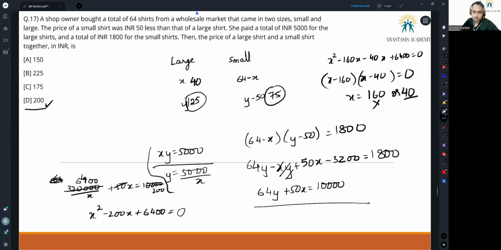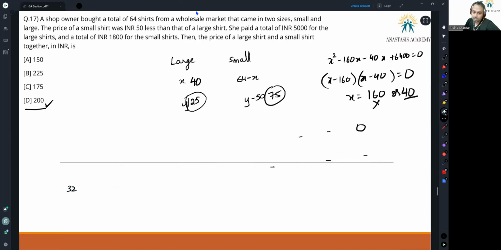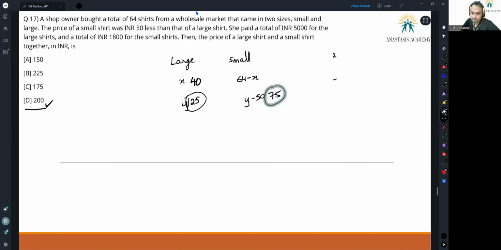Extremely heart-wrenching. Now, what I want to get at is, again, see, whenever you see some more complex equation, just know that there has to be a smarter way. There has to be a smarter way. Pay attention to small little tidbits. Finally, what the question is asking me is the price of the large shirt and the small shirt together.